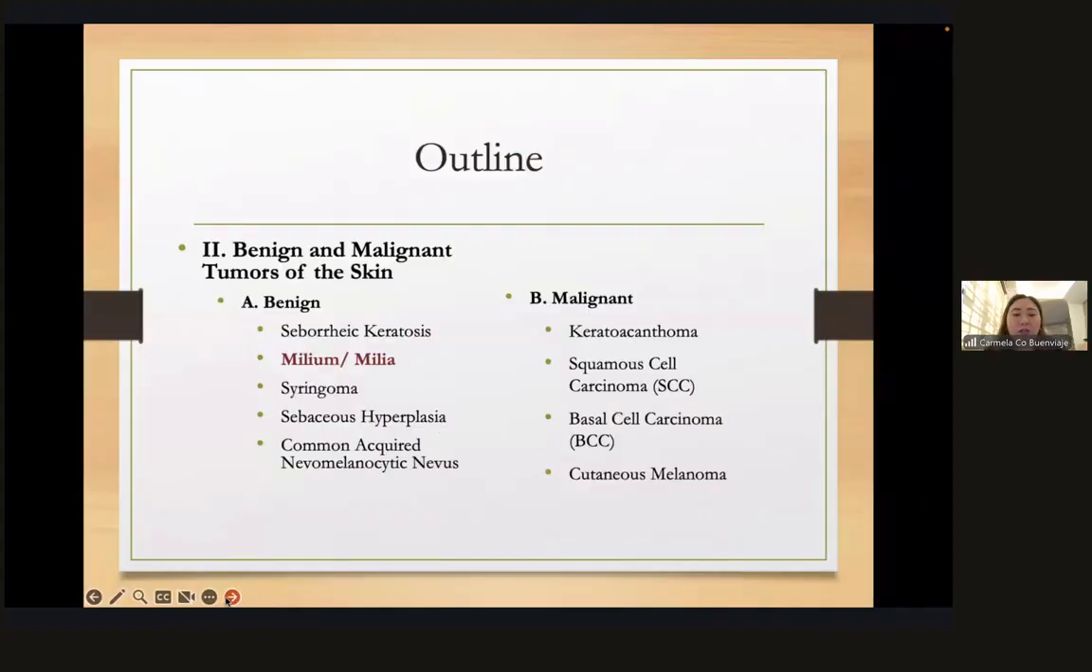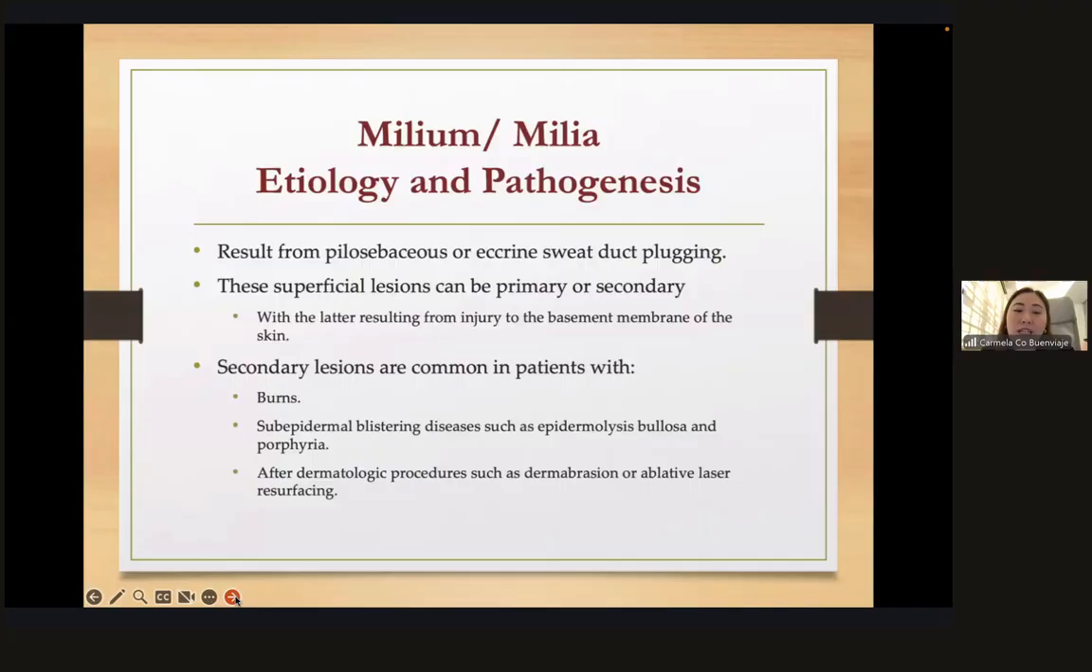Okay, so next, let's proceed to the next benign tumor, which is milia or milium. For singular, it's milium. Plural is milia. This results from pilosebaceous or eccrine sweat duct plugging. The superficial lesions can be primary or secondary. For the secondary, this results from injury to the basement membrane of the skin. For example, the patient loves to scrub his or her skin.